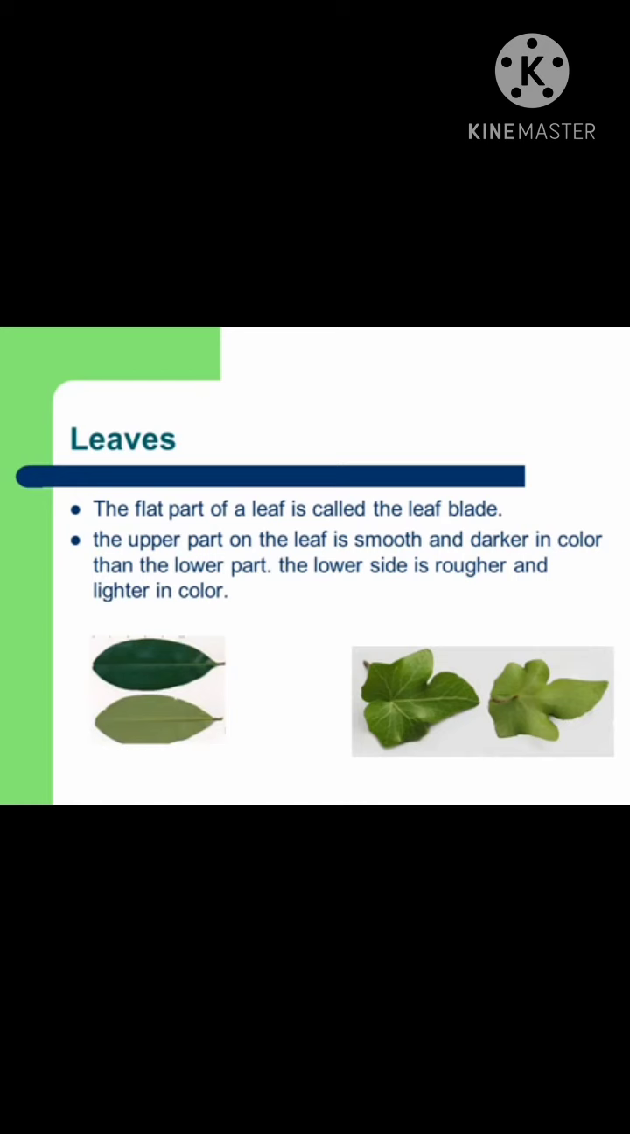Leaves. The flat part of the leaf is called leaf blade. The upper part of the leaf is smooth and darker in color than the lower part. The lower side is rougher and lighter in color. Here I have taken 2 pictures of 2 different types of leaves. In the first pic, you can see the upper part of the leaf is darker and smoother, and you can see the lower part is slightly light in color. See the other diagram? Here also the upper part is darker and in the second pic, wherein I have turned the leaf, it is lighter in color.